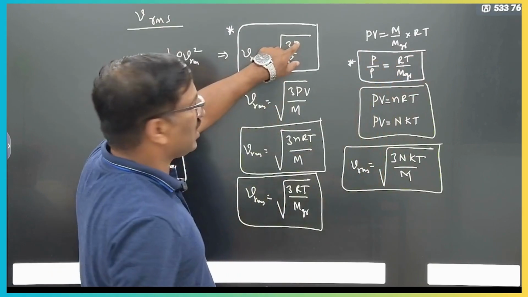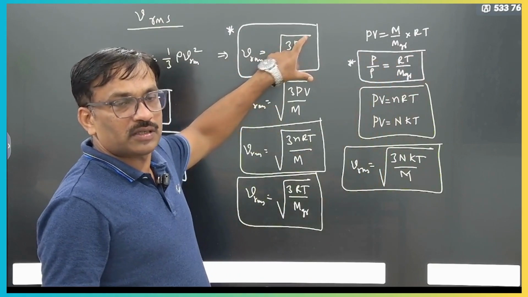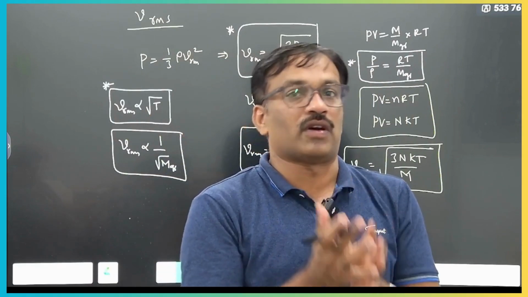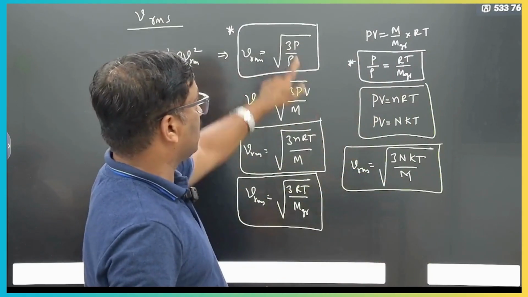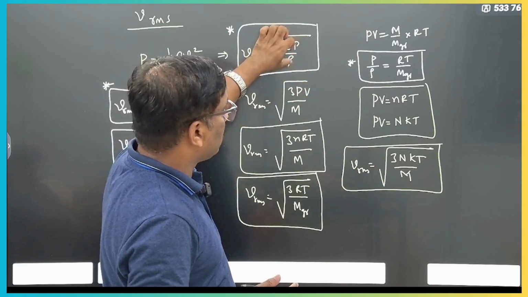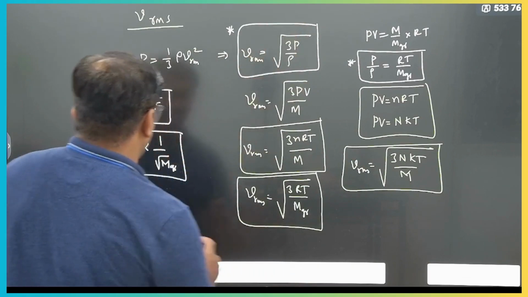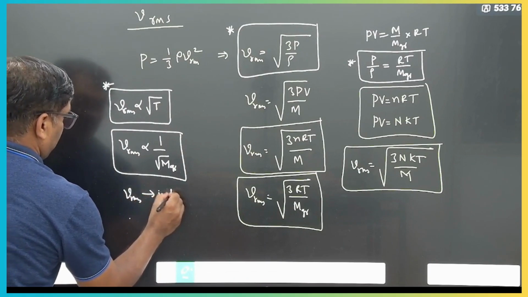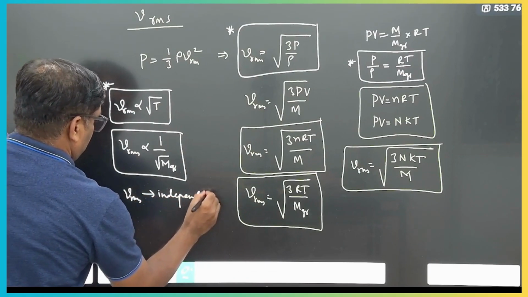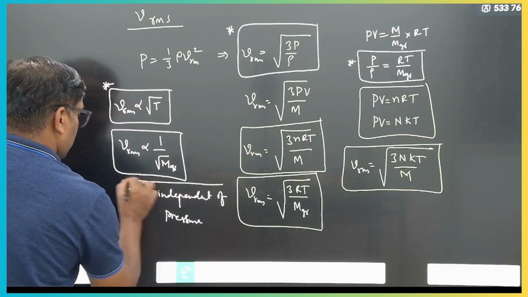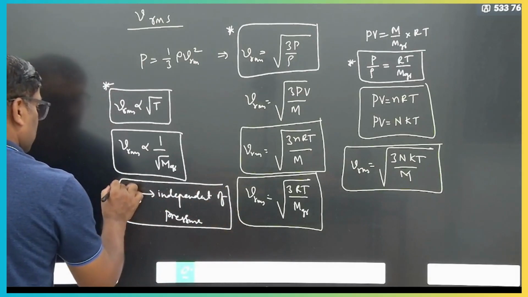If pressure increases, density also increases. If you compress the gas, what will happen now? Density will increase because volume is decreasing. If pressure increases, density also increases; pressure decreases, density also decreases. This ratio is always constant. So that's why RMS speed is independent of pressure. Very, very important for a given gas.